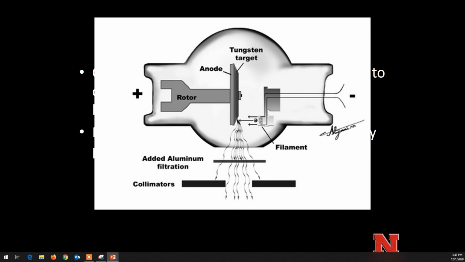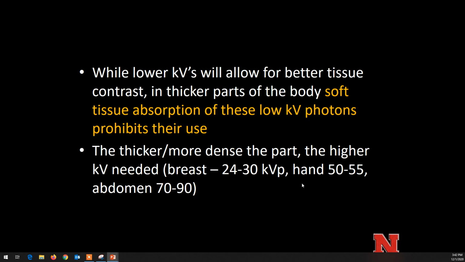Then as the X-rays that are generated come out, especially on CT scanners, you'll have something like aluminum or sometimes copper filtration. Then you also have collimators to prevent backscatter in the room. So while lower keV allow for better tissue contrast, like in mammography, in thicker parts of the body, like my belly, my abdomen, soft tissue absorption of these low keV photons really would prohibit their use. To get a diagnostic image, so much is getting absorbed by my abdominal fat, or rather my giant ab muscles, that you'd have a skin burn, so you can't use them.